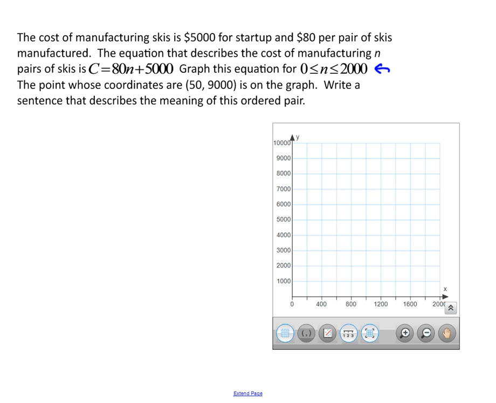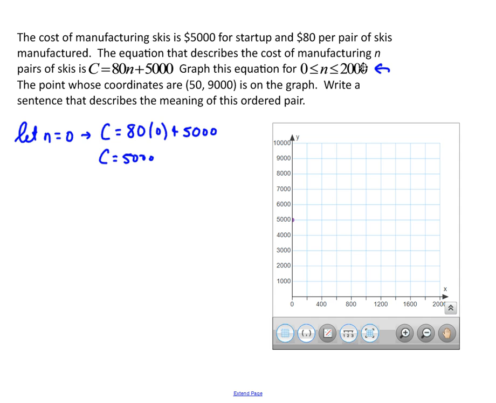Let's check it out right here. Let's let n equal 0. Let's get c. Well, c will be equal to 80 times 0 plus 5,000. Well, very easy for us to solve right here. We know that that means c is equal to 5,000. On our graph, that means that if we were to plot this point, we would look for when x, which is n for us, is 0, c is equal to 5,000. So let's go ahead and plot that point. There it is.